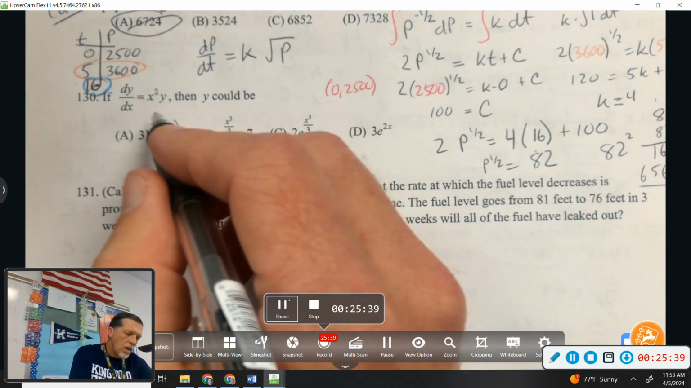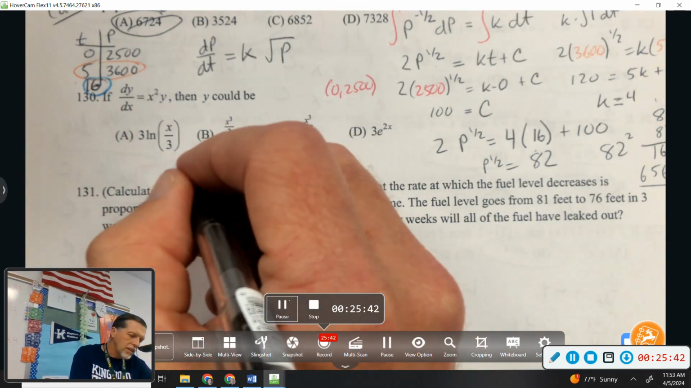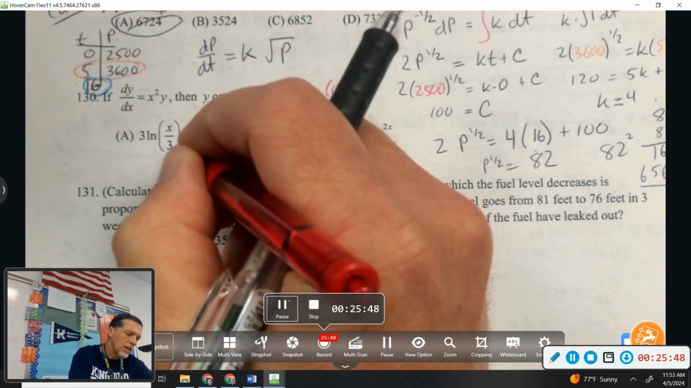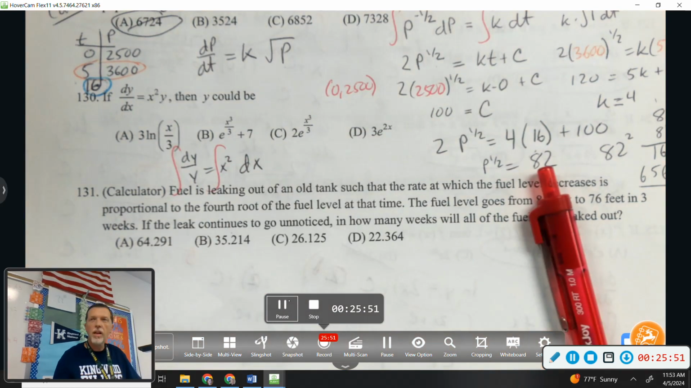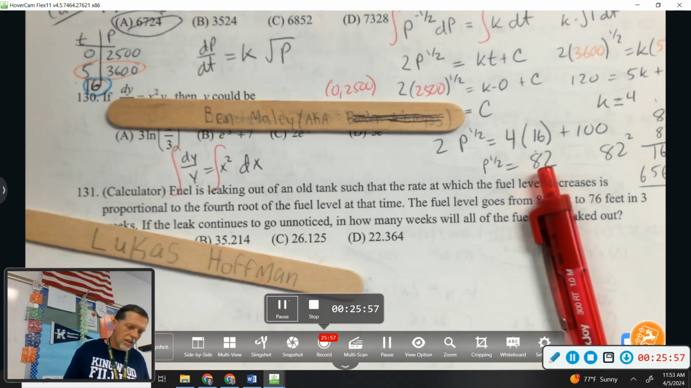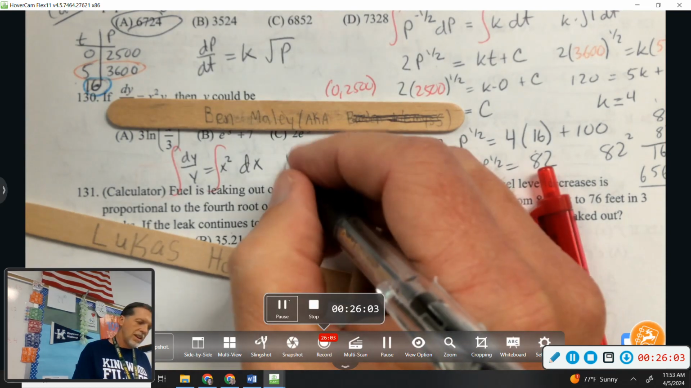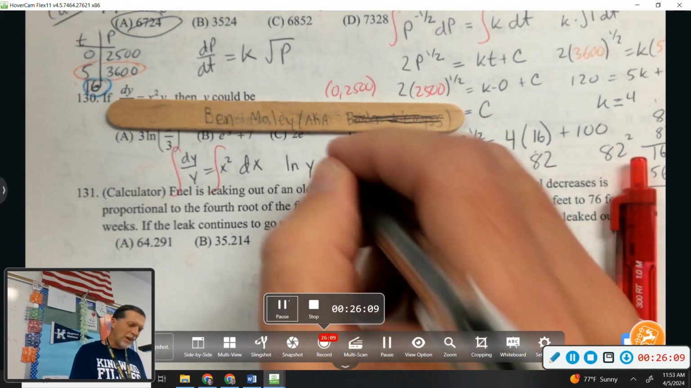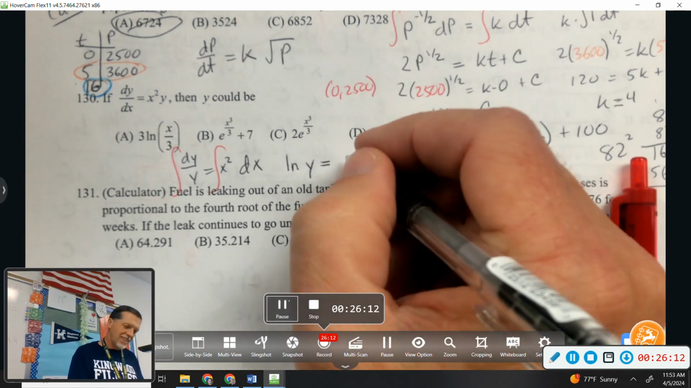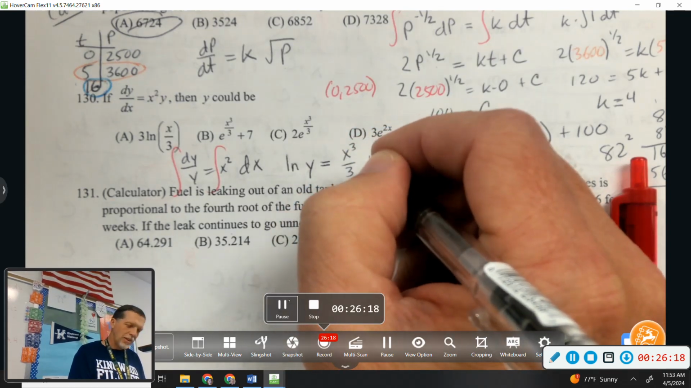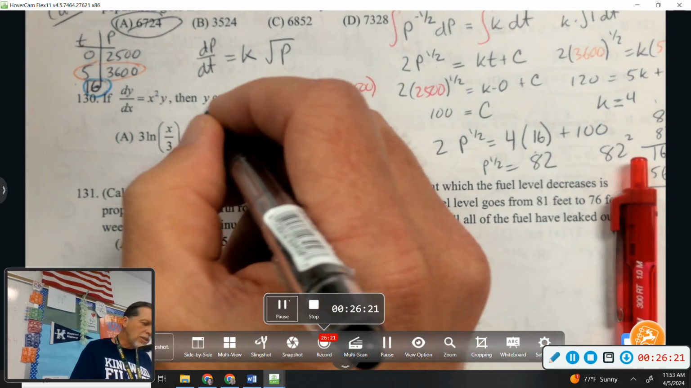All right, 130. Separate and integrate. dy over y equals x squared dx. Pick on two more people. Lucas, how about the antiderivative of dy over y? Is that line blank? Natural log of y, but I knew what you meant. And Ben, how about the antiderivative of x squared? 1/3 x cubed plus C. Plus C. And this means we don't actually have to solve for C.